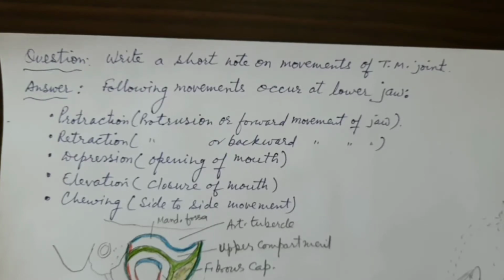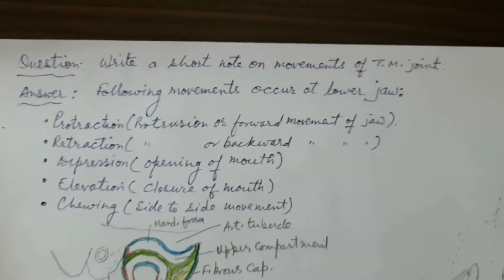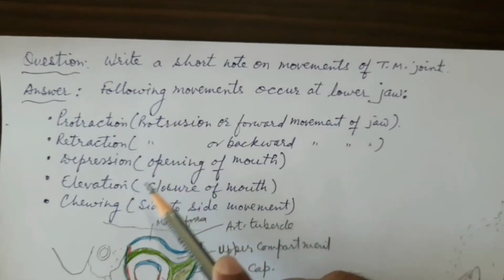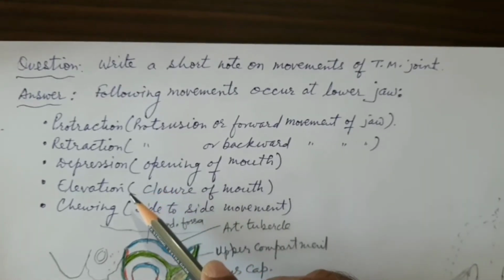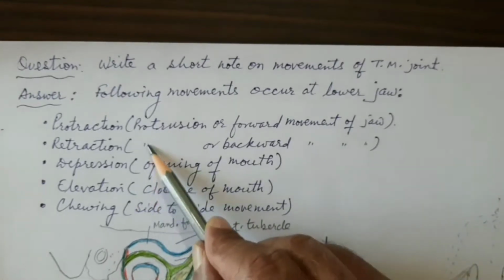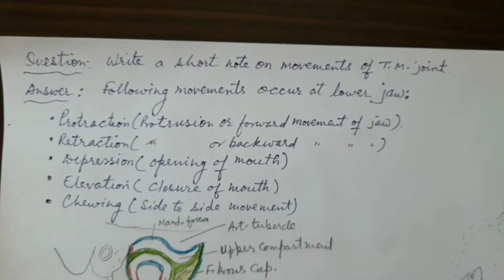Then the second movement is just the opposite of this. It is called the retraction movement. This movement is the backward movement of the jaw. Retraction is the backward movement of the jaw, just opposite to the protrusion.